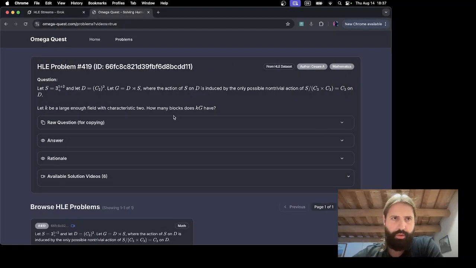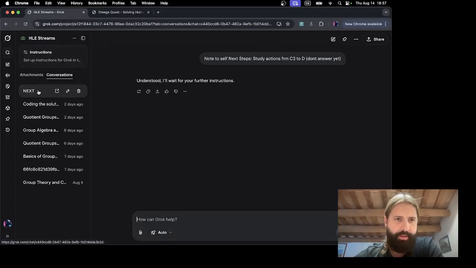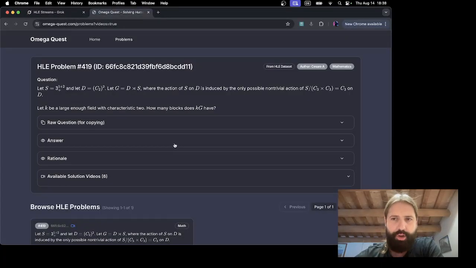So we're doing another session on this group theory question, and I'm happy that I saved the next step in here because I would have actually forgotten about it. The next step that we wrote to ourselves as a note was to study the actions from C3 to D. So essentially, we were working in the last session on understanding that.